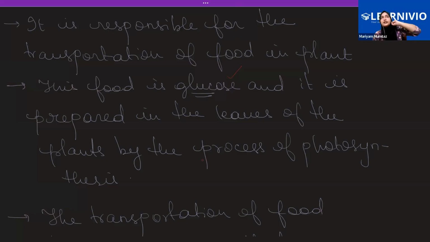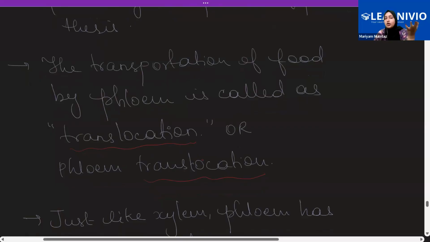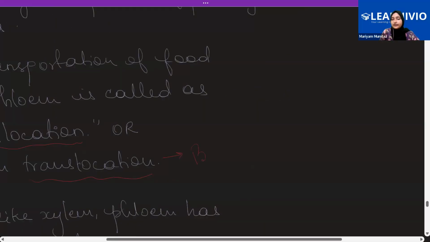So now from the leaves, the food has to be sent all over the plant body because the plant requires food for growth, for nourishment, right? So the transportation, and see, this is a long distance transportation. It will be transported to the different parts of the plant, right? So this process of transportation of food by the phloem is called translocation, or you can call it the phloem translocation. Okay, it's like bulk transportation.